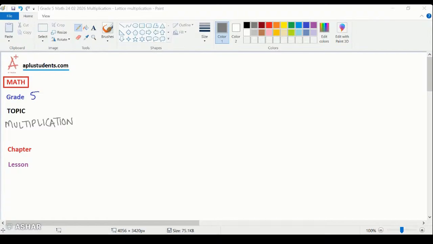Chapter number is 11. Chapter number 11 and the lesson number is 21. And we would be doing lattice multiplication today. Lattice multiplication.